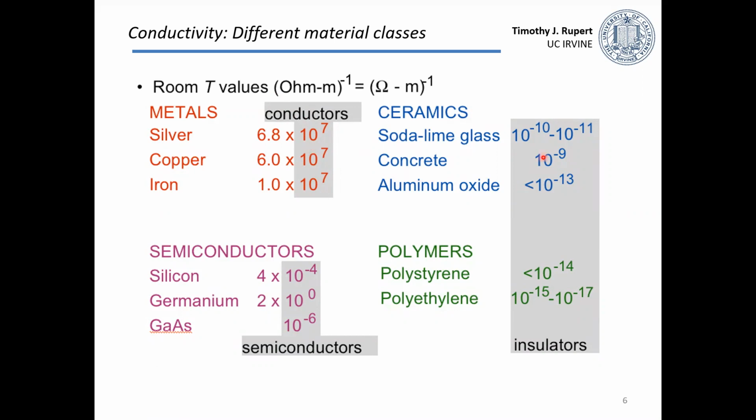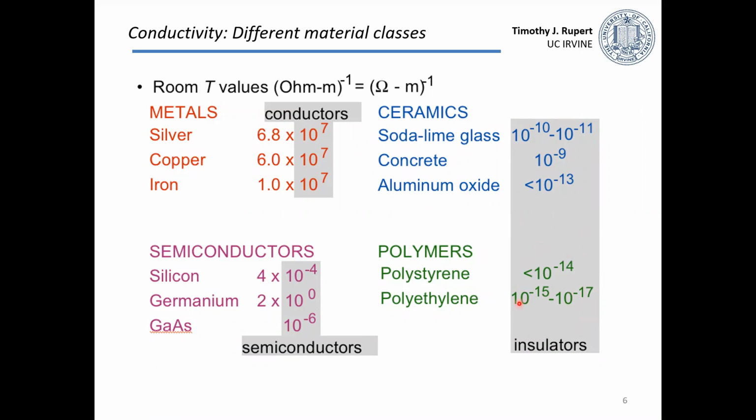Ceramics are on the other end of the spectrum. These could be things like glass, concrete, or aluminum oxide. These are in the range of 10 to the minus 10 conductivity. So that's not a small difference. The difference between these things is 17 orders of magnitude. That's a huge, earth-shattering difference.